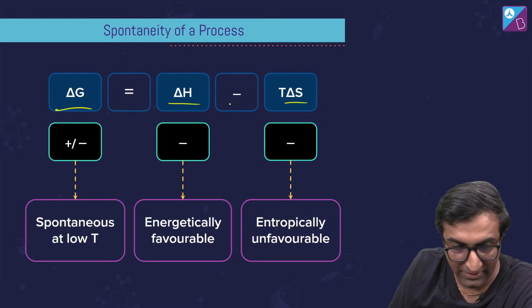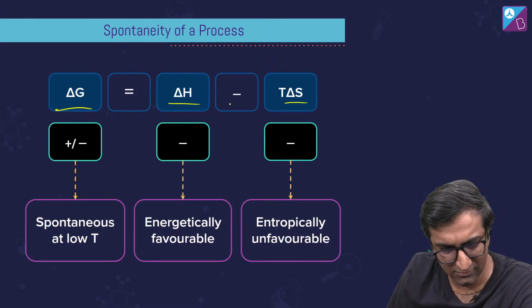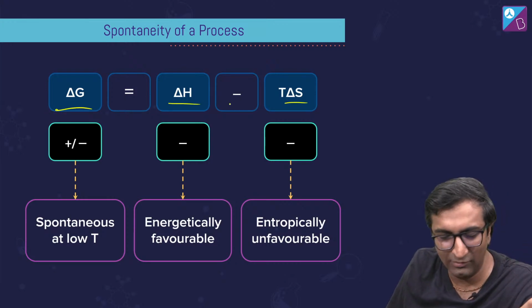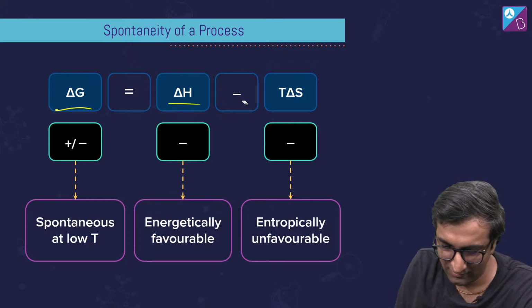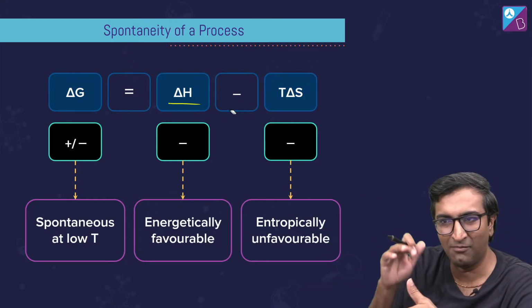Delta G is delta H minus T delta S. What? This guy is trolling me, right? This guy randomly saying option A. There's no question, man. What are you talking about? Or is he looking at a question that came long back?